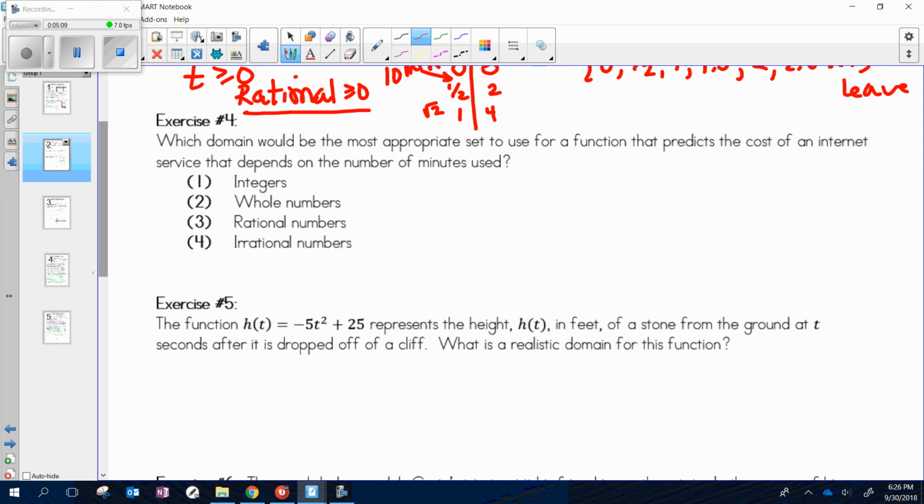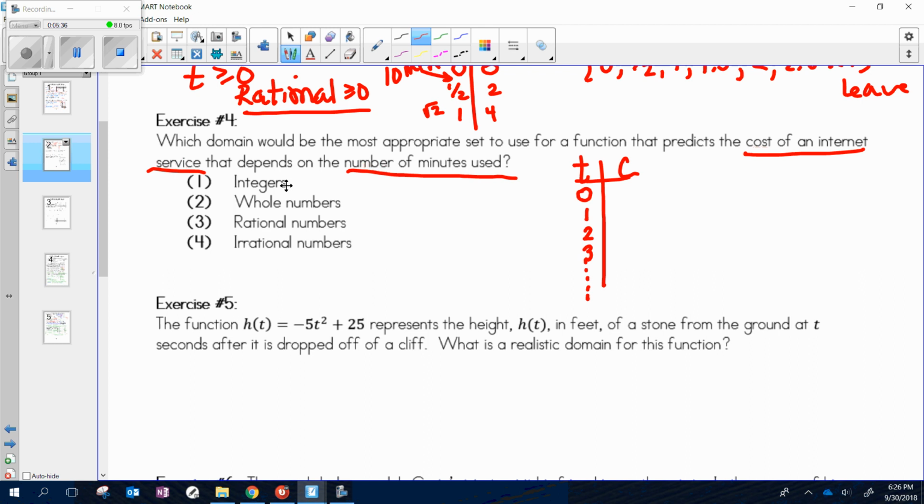Exercise 4, which domain would be the most appropriate set to use for a function that predicts the cost of an internet service that depends on the number of minutes used? So if it depends on the number of minutes used, then this would be the time: 0 minutes, 1 minute, 2 minutes, 3 minutes, and so on. And every time you use different amounts of minutes, your cost increases.